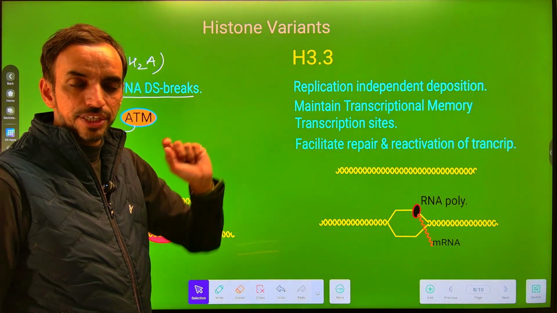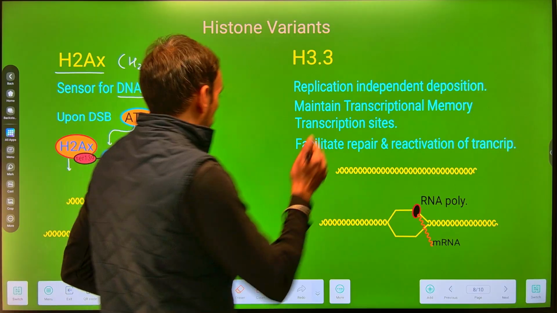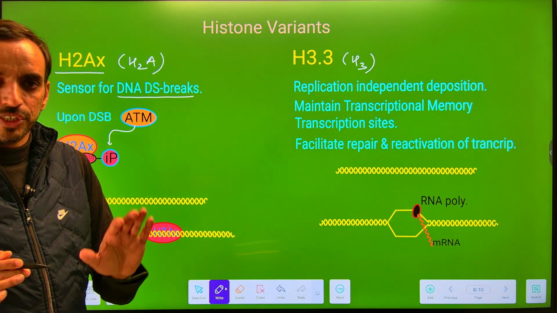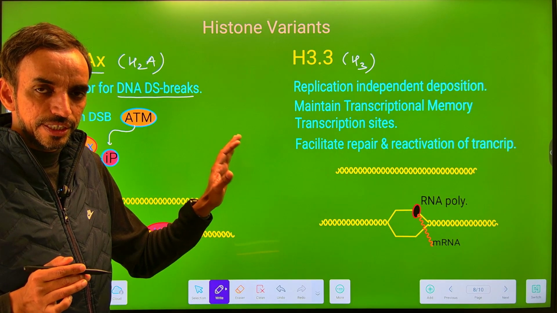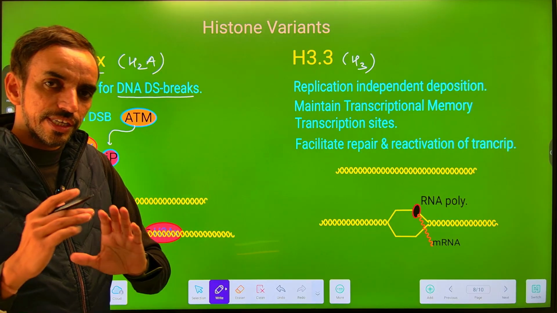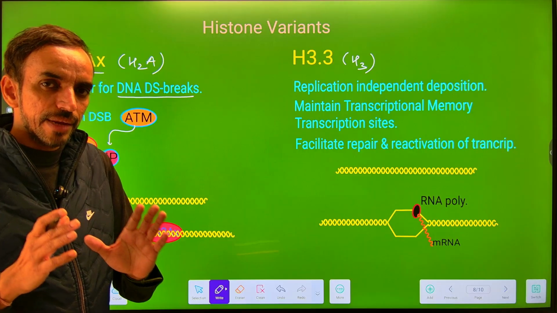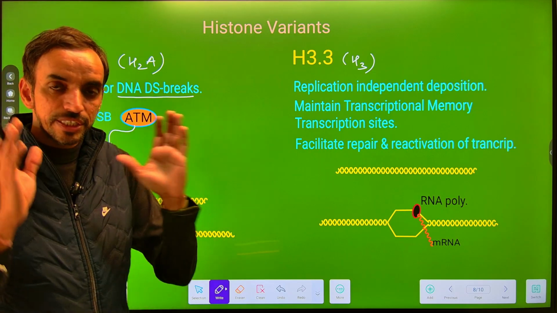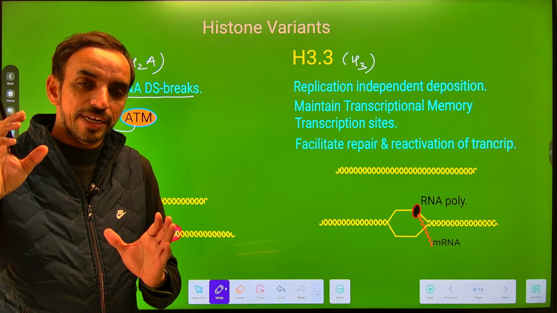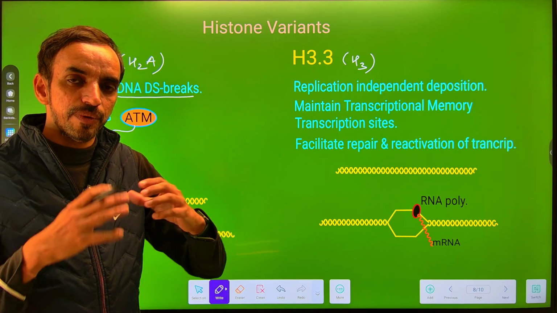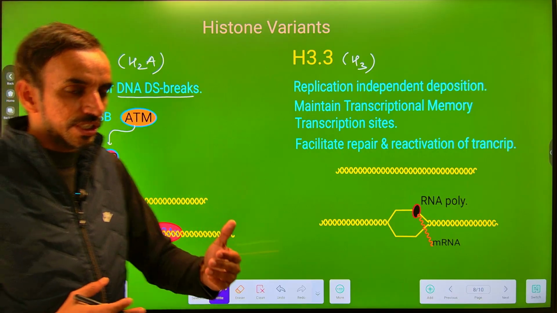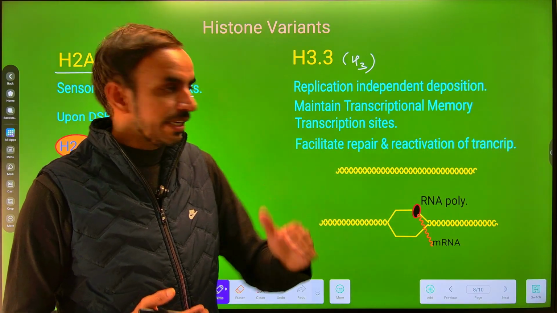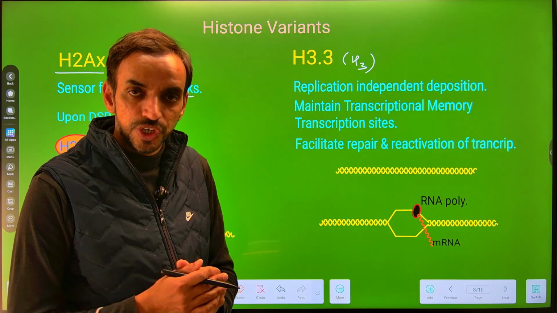Similarly, if we talk about the H3.3, it is the variant of H3 histone. We can say it is replication independent. It is having replication independent deposition. It generally attaches to the DNA at the time of transcription. We can say it maintains the transcriptional memory. It remembers the transcriptional sites and maintains transcriptional memory, meaning where the active sites are at which transcription has to be done again. If the expression of a gene is needed again, to remember, to memorize it, we are having the H3.3.